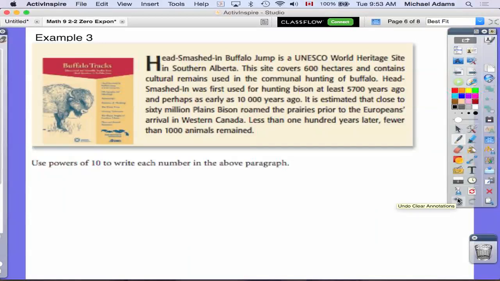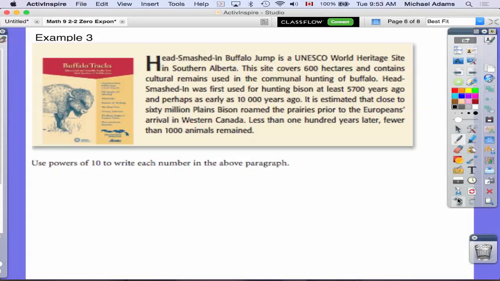Alright, let's take a look at this. Example 3. A buffalo. Okay. Head-Smashed-In Buffalo Jump. You guys ever heard of that place? Yeah. It's an amazing place. Did you get a chance to go there? No, you're okay. So this place is called Head-Smashed-In Buffalo Jump.